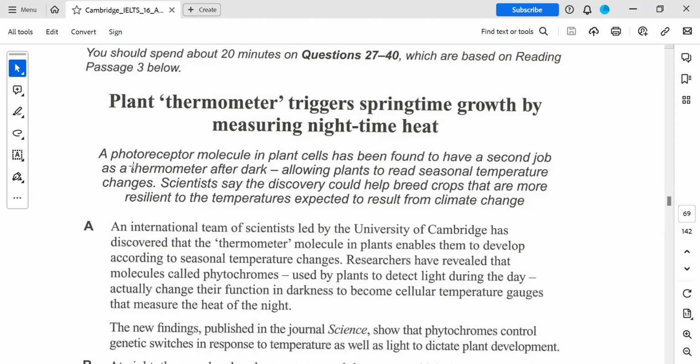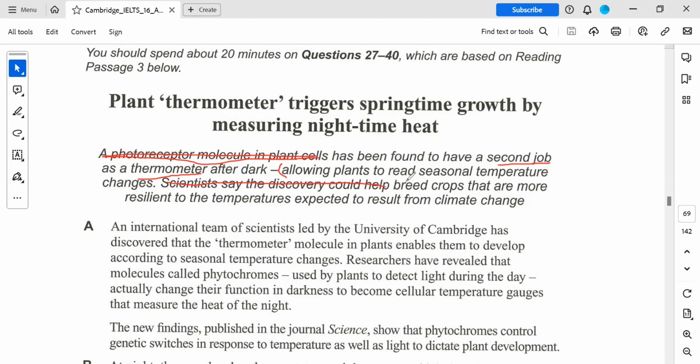Now they're talking about a photoreceptor molecule. All these are technical things, so I'm just imagining a plant. Something in the plant cell has been found to have a second job, some other work of its own: as a thermometer after dark. That means it is measuring the temperature, allowing plants to read seasonal temperature changes. This is the benefit of that. Scientists say, I don't care.